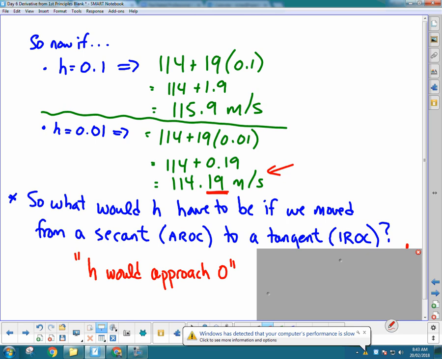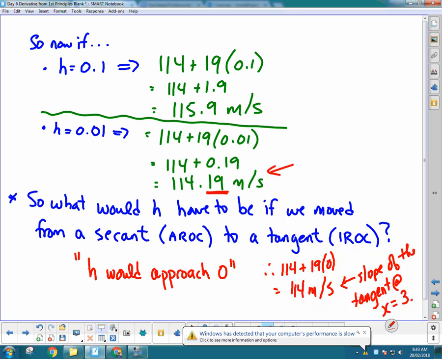And if our formula works, then we could actually plug in h as 0, and we would get the answer as 114. So this is the first time that we've actually been able to find the slope of a tangent legitimately, because we've shrunk our h's using this formula. We've shrunk our h's down to a point that the h isn't a problem, and we can just plug in h is 0, and guess what? We found 114. That's the actual slope of the tangent at x equals 3.